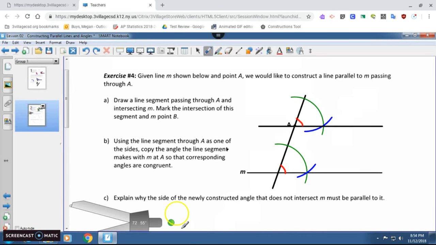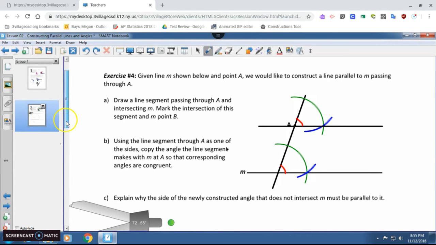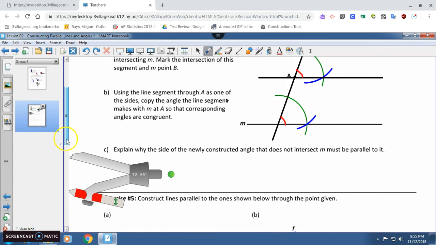So explain why the side of the newly constructed angle does not intersect M. It must be parallel to it. What we would write in here is we copied congruent corresponding angles. So anytime we have those corresponding angles, that's how we can prove that parallel lines exist. So for C, that's what you'd be writing in there, is that we have congruent corresponding angles that have been copied.